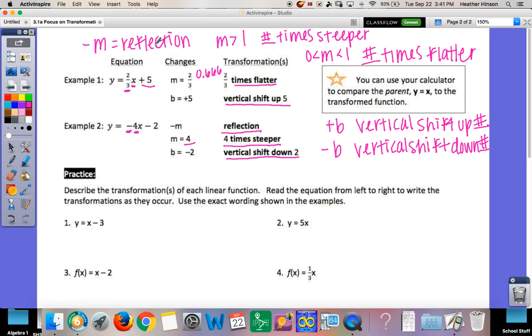So remember, if your slope, the number with x, if it is negative, it's a reflection. If it's greater than 1, that number times steeper. If it's between 0 and 1, it's that number times flatter. If the number by itself, your y-intercept, that b, if it's positive, it's vertical shift up that number. If it's negative, vertical shift down that number. So y'all try to practice.